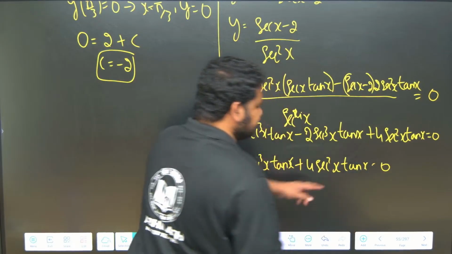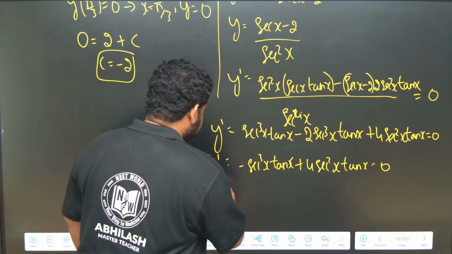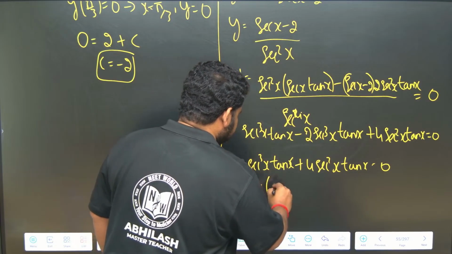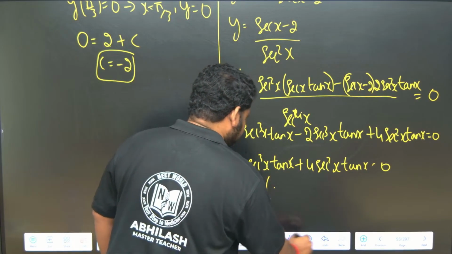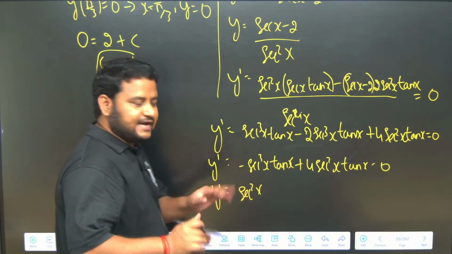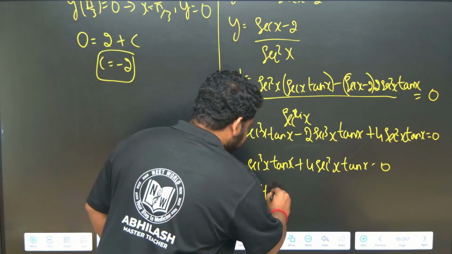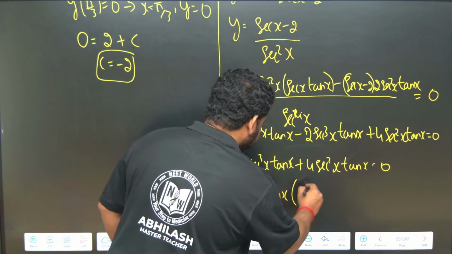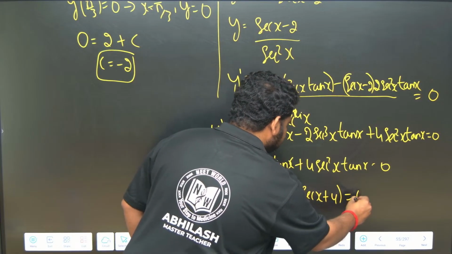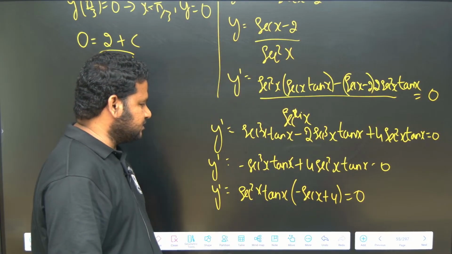So now I can take secant square x common. Or I can take secant square x tan x as common. Let me take secant square x and tan x as common. So this will give me secant square x tan x, and if I take it as common, this will give me minus secant x plus 4 is equal to 0.